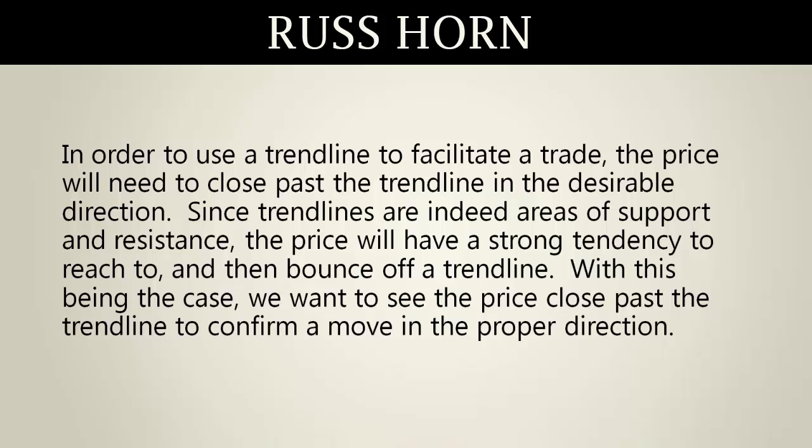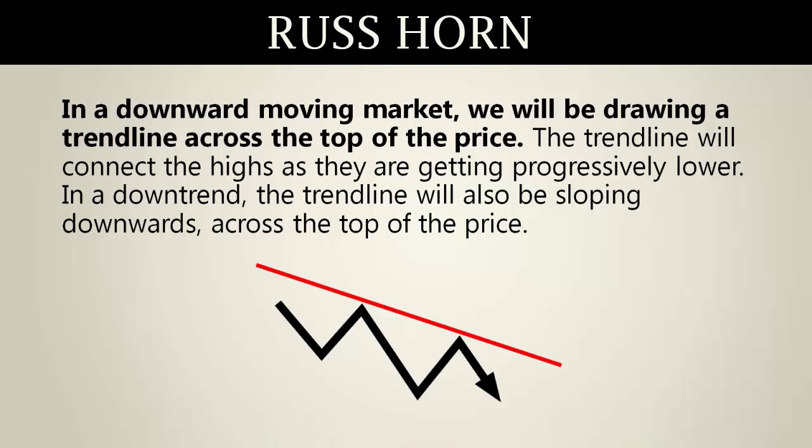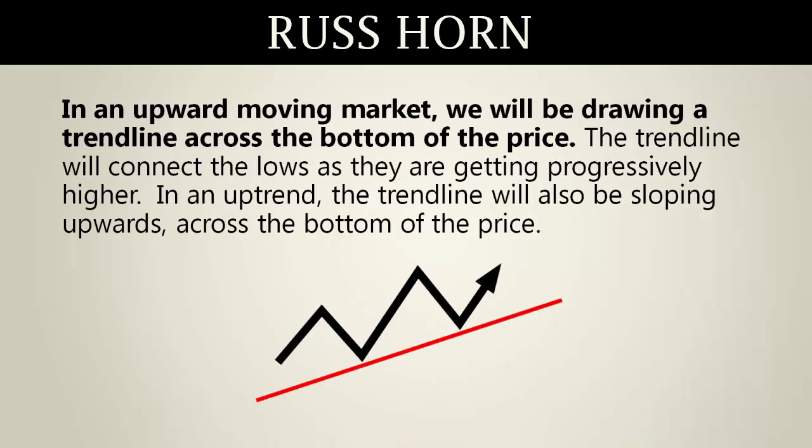With this being the case, we want to see the price close past the trend line to confirm a move in the proper direction. In a downward moving market, we'll be drawing a trend line across the top of the price. The trend line will connect the highs as they are getting progressively lower. In a downtrend, the trend line will also be sloping downwards across the top of the price. In an upward moving market, we will be drawing a trend line across the bottom of the price. The trend line will connect the lows as they are getting progressively higher.